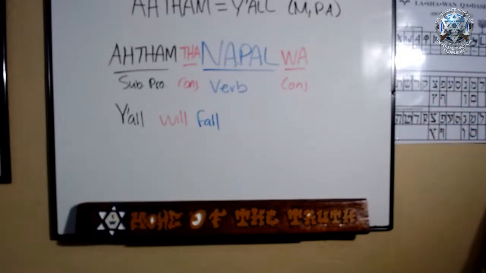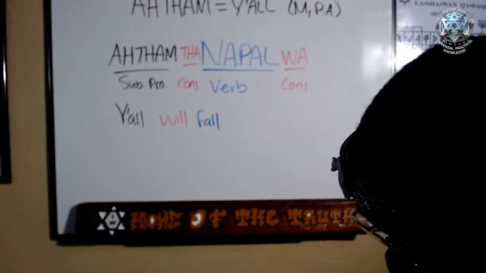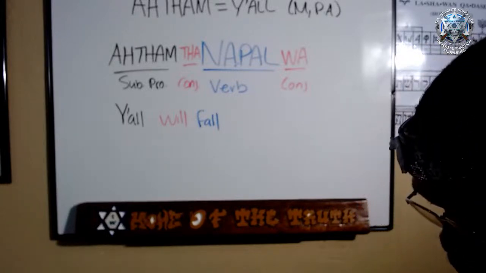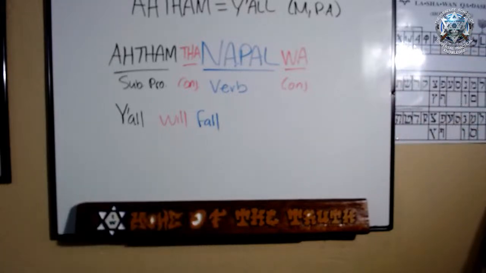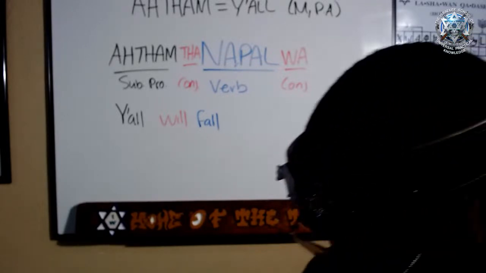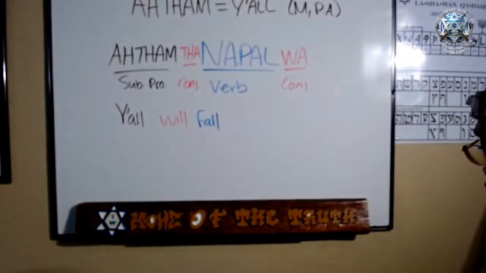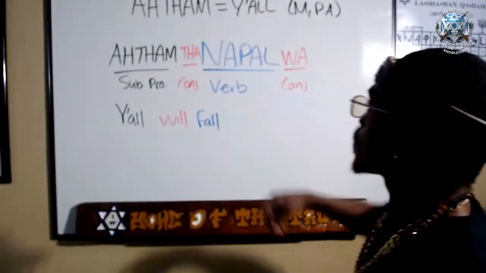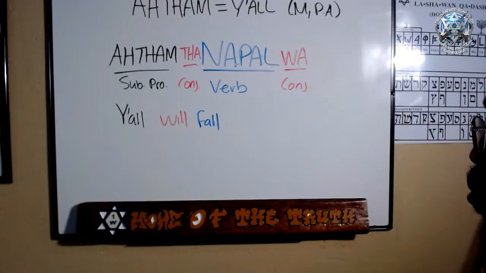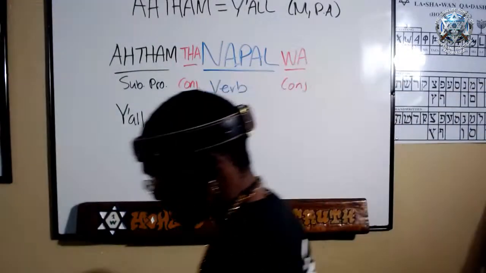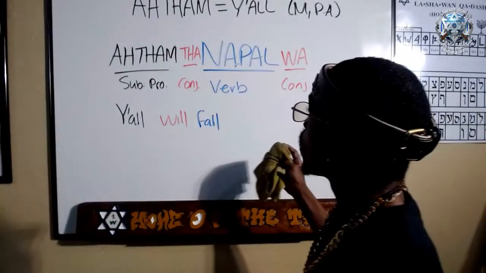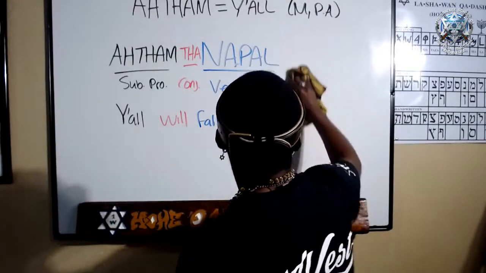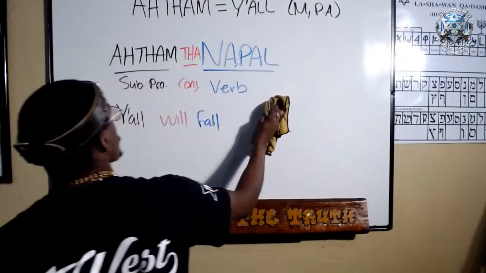And he hates everything black. He hates everything that has to do with God's chosen people. So he changed this language into something that he calls his own, Yiddish, which is not slang. All right? Atem tha napal wa is y'all will fall. Have pride in saying y'all. That's what "atem" means. Y'all. All right? So we're going to erase our conjugations and put a new subject pronoun up.